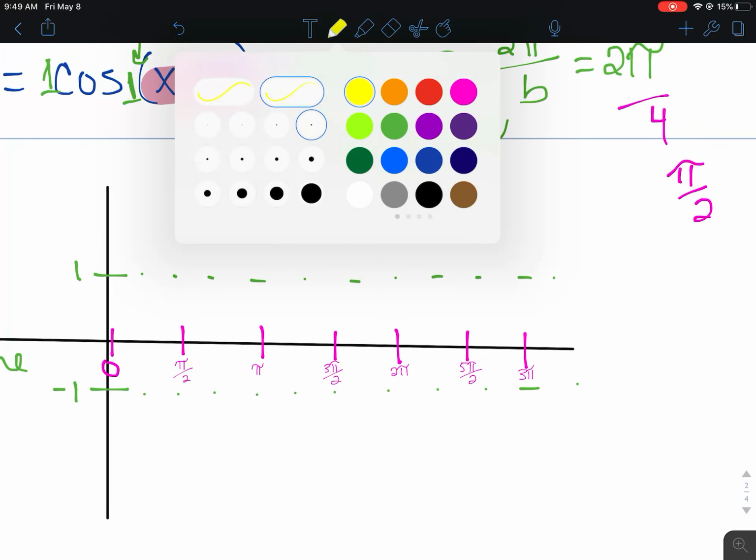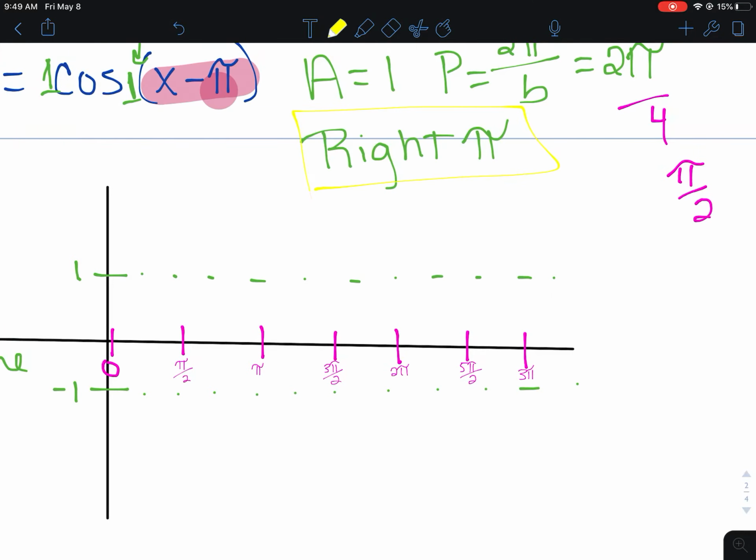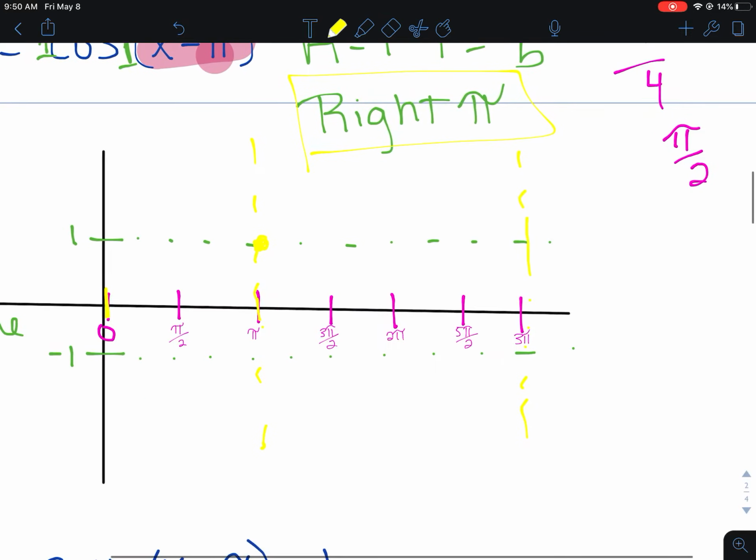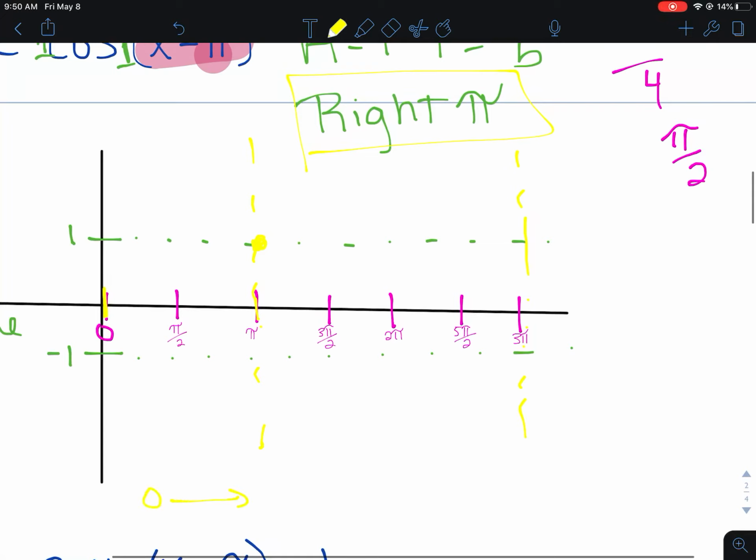So because this says I'm going to shift to the right pi spaces, that means that instead of me starting at 0, I'm actually starting here at pi. So that is my first point. Okay. Well, technically it's cosine, so the top of my amplitude would be my first point. I'm not going to start in the center. But I'm not beginning my graph until here. And then if I count 4 equal spaces from there, I would end at 3 pi, right?